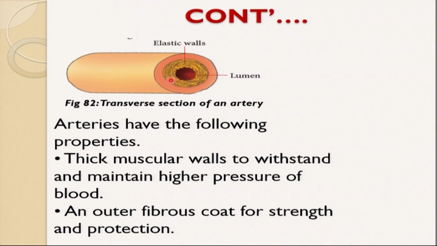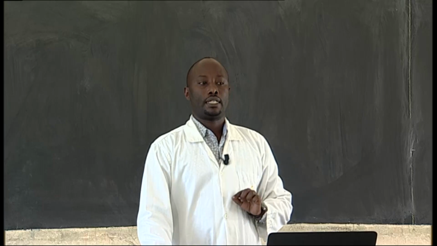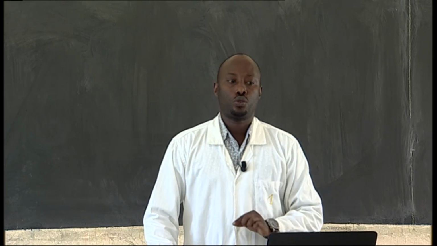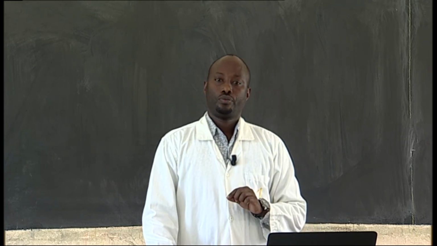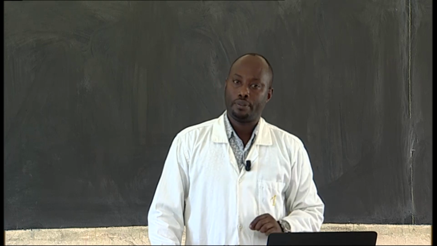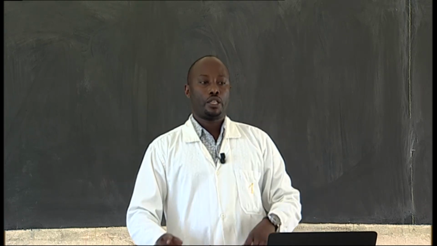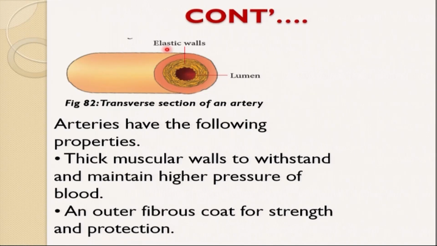As I mentioned earlier, the arteries carry blood away from the heart to different body organs or body parts. One of the properties of arteries is thick muscular walls to withstand and maintain high pressure of blood. That is property number one. It is thick musculature. As you have in the diagram, the upper part, this is a lumen, where the blood must be passing through. This wall is elastic, without forgetting that this wall must be thick.